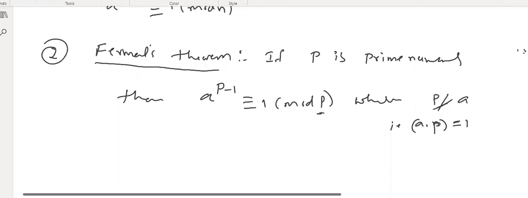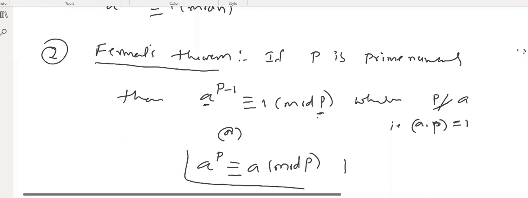Here p must be a prime number, so p does not divide a, or the GCD of a and p is equal to 1. We can write it like this. This is Fermat's little theorem. It is also written, or sometimes asked, by multiplying both sides by a: a to the power p is congruent to a modulo p. This is also Fermat's little theorem.